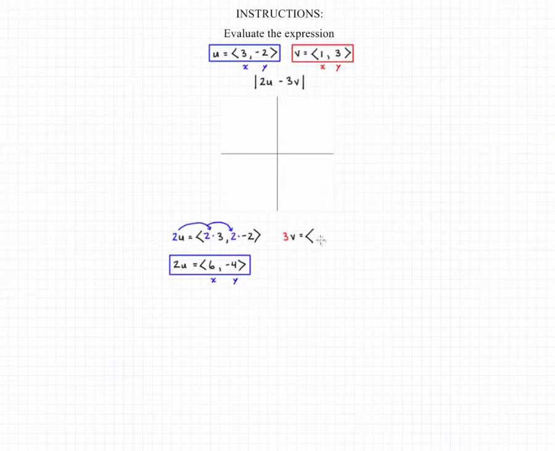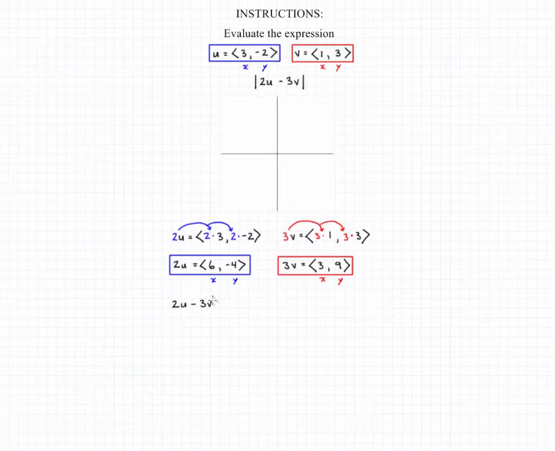We have a constant multiplied by a vector, and the way that we do that is we multiply the constant by each of the components of that vector. So 3 times 1 and 3 times 3, which is going to result in the vector 3v being equal to 3, 9. And again, we have a new set of x and y components that we need to use now that we're doing the subtraction.